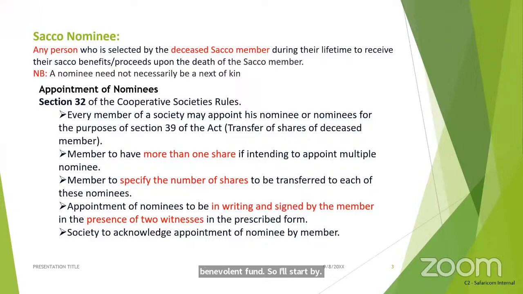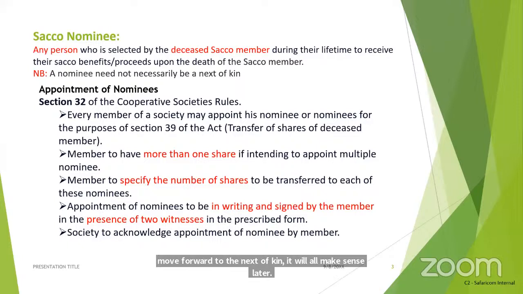So who is a SACCO nominee? A SACCO nominee, as I can read it verbatim, is any person who is selected by the deceased SACCO member during their lifetime to receive their SACCO benefits proceeds upon the death of the SACCO member. So, and I will come to this concept later, whereby I say a nominee need not necessarily be a next of kin. Because if I explain further the definition of next of kin, you realize that a next of kin doesn't necessarily have to be a nominee. I hope we are clear up to there. If you can get this concept, first of all, of a SACCO nominee, then as we move forward to the next of kin, it will all make sense later.